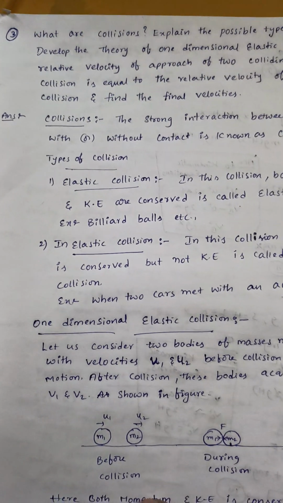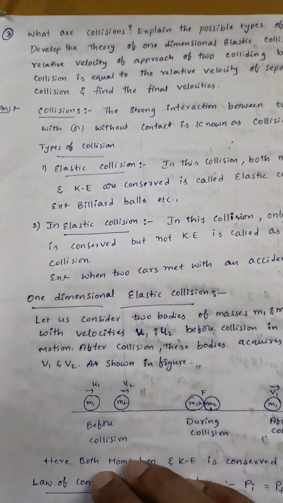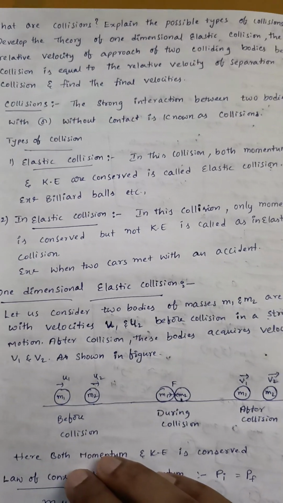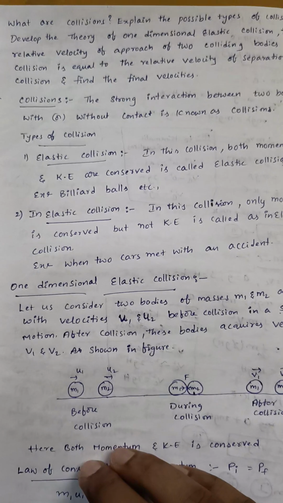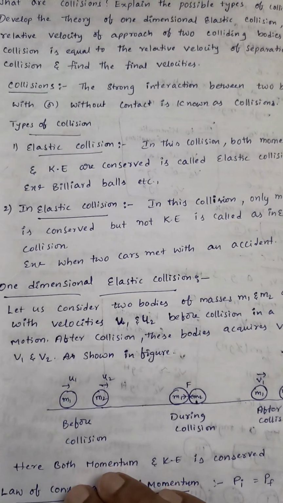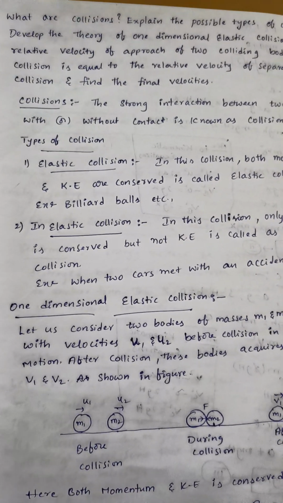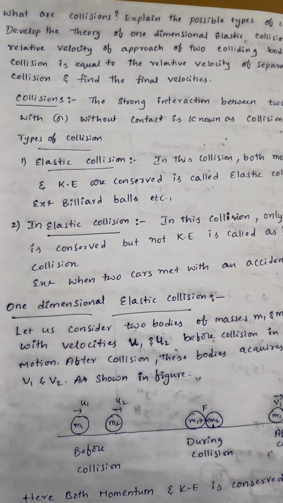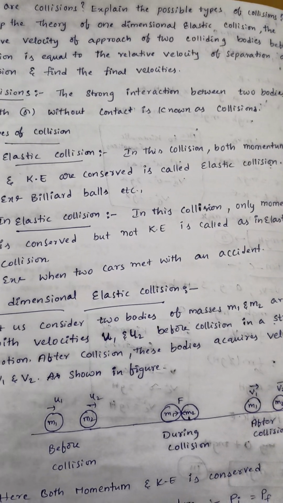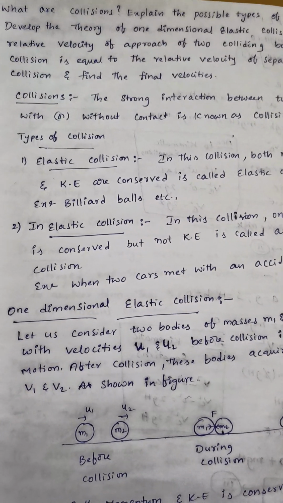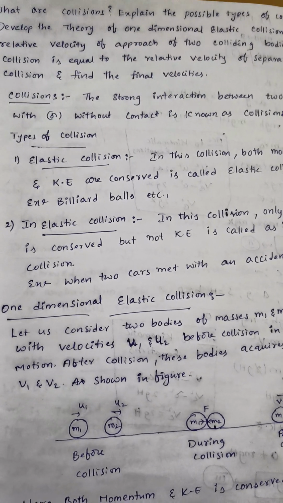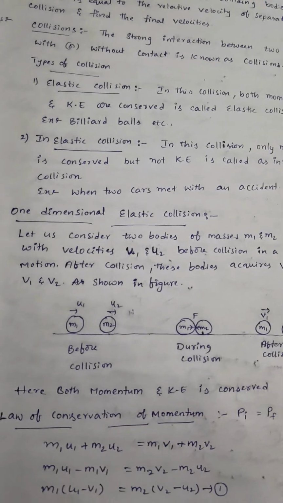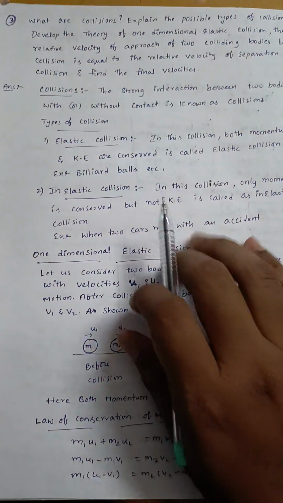Hello students. So today we are discussing what collisions are, explaining the possible types of collisions, and developing the theory of one dimensional elastic collision. The relative velocity of approach of two colliding bodies before collision is equal to the relative velocity of separation after collision, and finding the final velocities. Okay students, now we go for the answer of this collision.